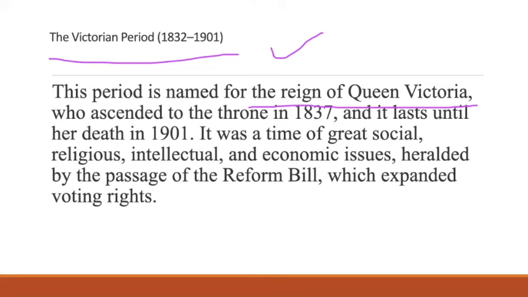But I have taken 1832 because the Reform Bill was passed during that year. So this period continued till the death of Queen Victoria in 1901. This age was basically the age of religious, intellectual, and economic developments. In this particular era, we have the publication of Origin of Species by Charles Darwin, which changed the religious temperament of the people.